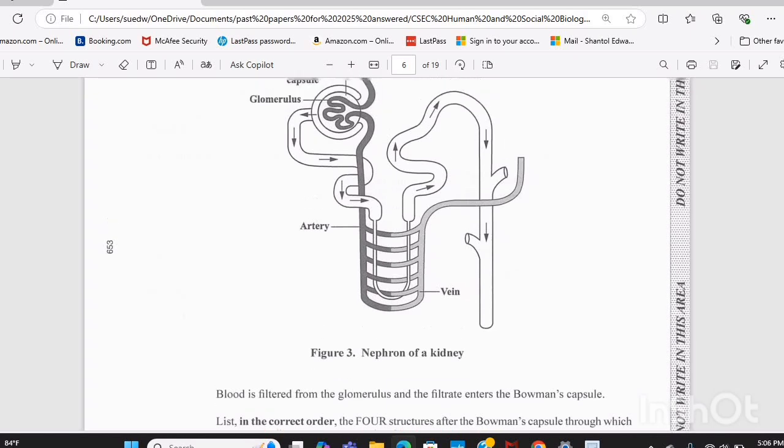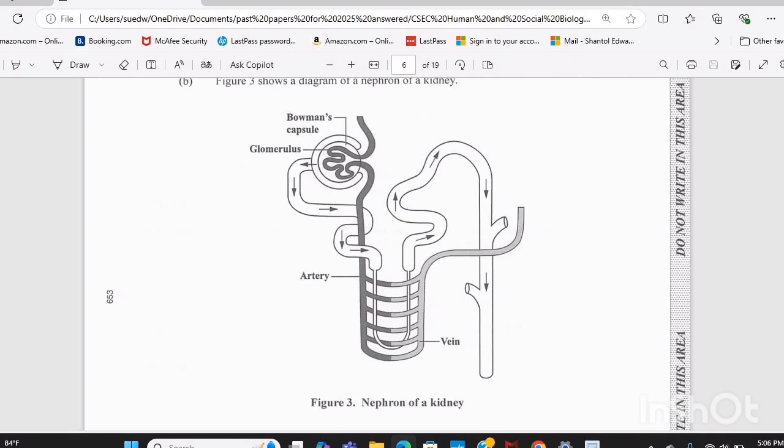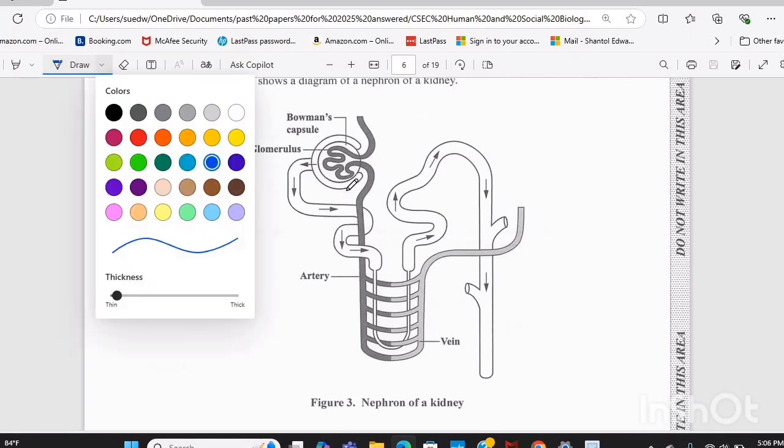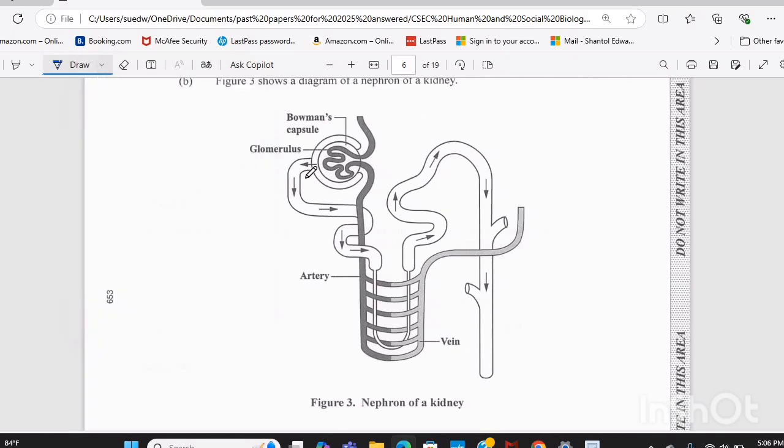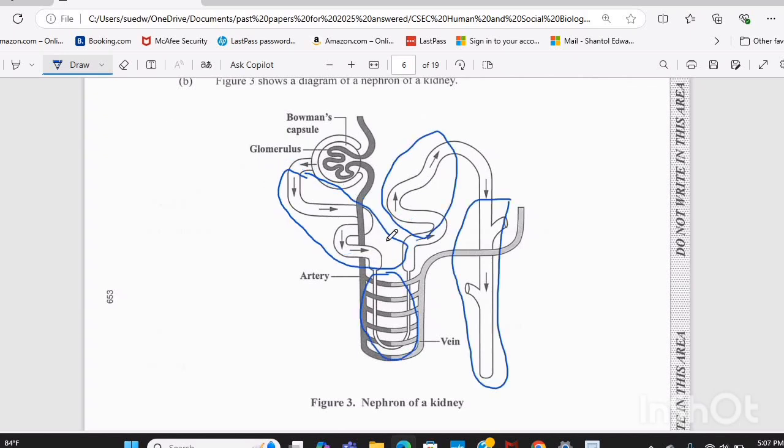So they're asking you to write down the structures that follow the Bowman's capsule. And we have the Bowman's capsule here. And it's asking you to state all of the structures that follow the Bowman's capsule. So let us see if we can identify the structures. Each structure that follows the Bowman's capsule, you have 1 structure here, right? All right, we have 4 structures on the board.